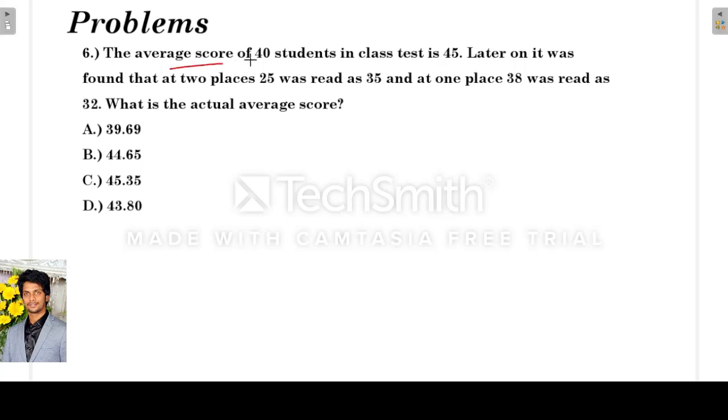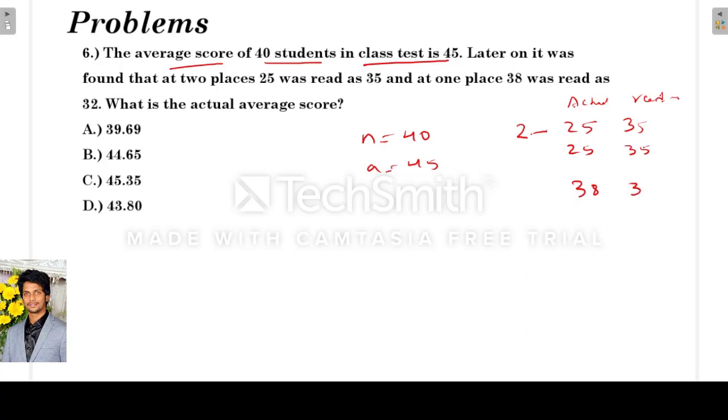So the average score of 40 students in a class test is 45. So there are 40 students in the class and the average is 45. So now they are telling, later on it is found that at 2 places 25 is read as 35. So actually it is 25, but it is read as 35 at 2 places, and at one place 38 is read as 32.